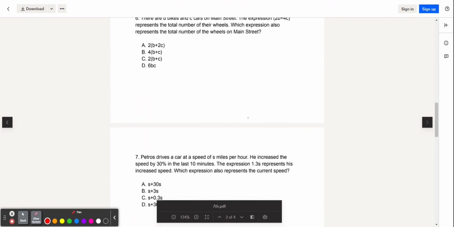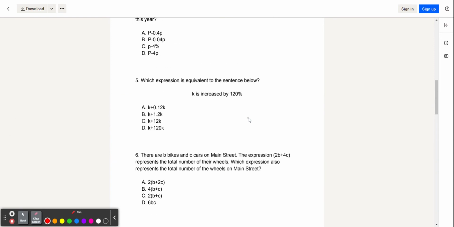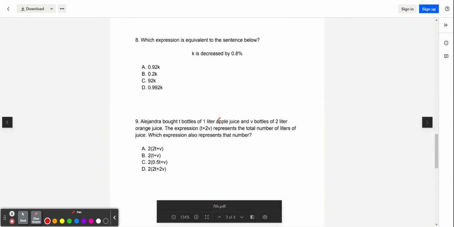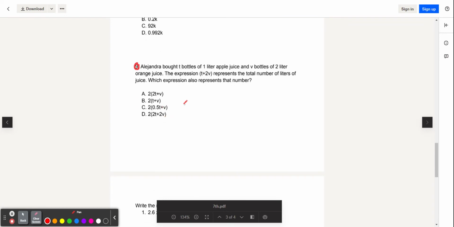I'll let you do 4, 5, and 6 on your own because they're similar to ones we've already done. Let's look at 9. Alejandra bought T bottles of 1-liter apple juice and V bottles of 2-liter orange juice. The expression T plus 2V represents the total number of liters of juice. Which expression also represents that number?